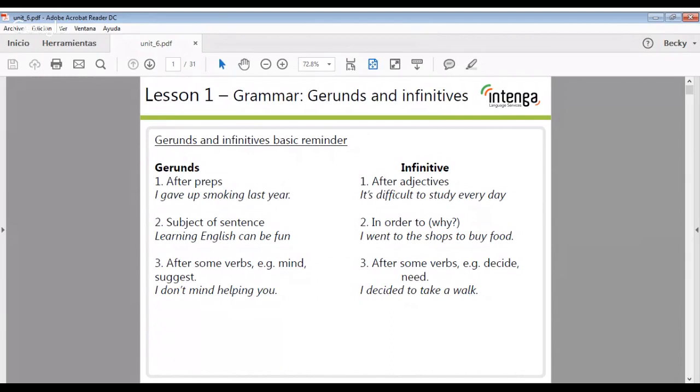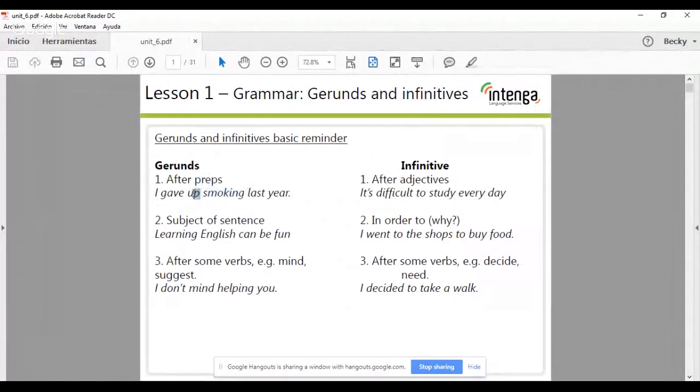About gerunds, I think that's when we normally use a verb as a noun. I think it's something like that. And we're using, I don't know, an action in progress as a noun, I think. Okay, sometimes, like in the first sentence here where it says after prepositions, I gave up smoking. Smoking is in the ing form. Gerund just means that it's in the ing form.